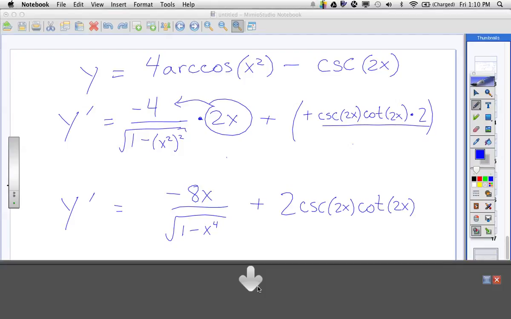It's just rearranging. Yes? Does it matter if we move the -8x on top, or should we have it times the 1 over? Yeah, you could have the -8x here and the 1 over. That's fine. Again, that's just rearranging too. So having it on top or having it out in front with the 1 over is fine.